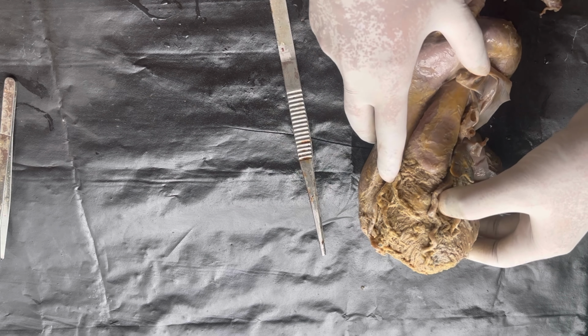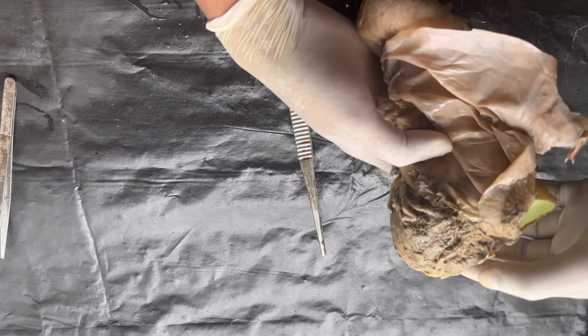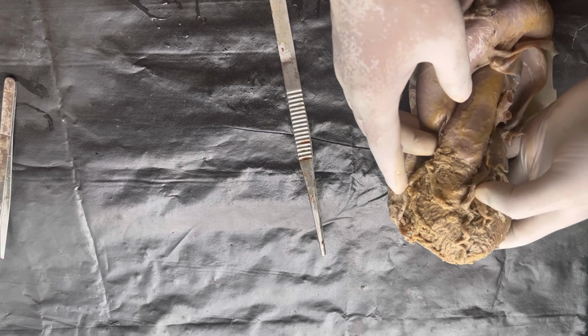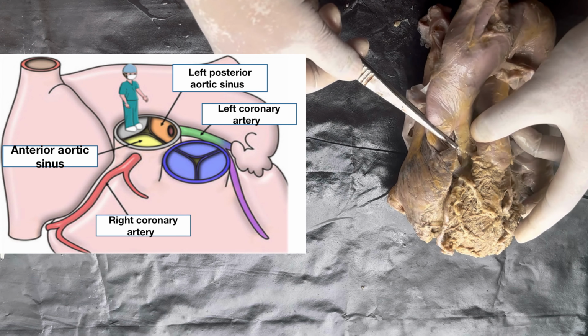Now let's turn the heart to the posterior aspect, also known as the diaphragmatic surface. This groove is known as the posterior interventricular groove. Let's know the blood supply of the heart.